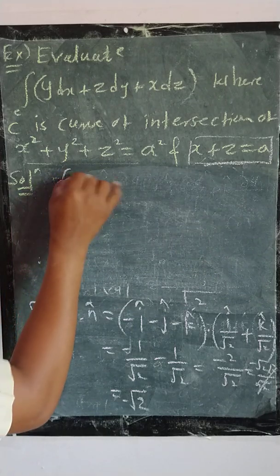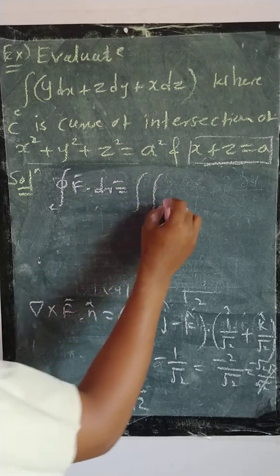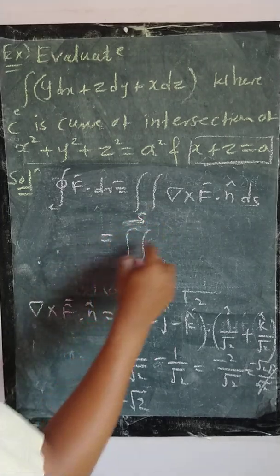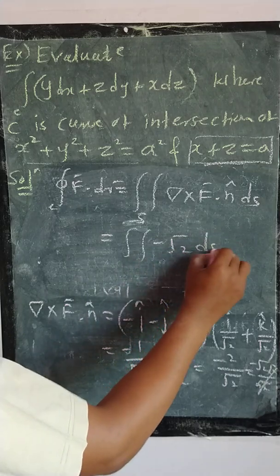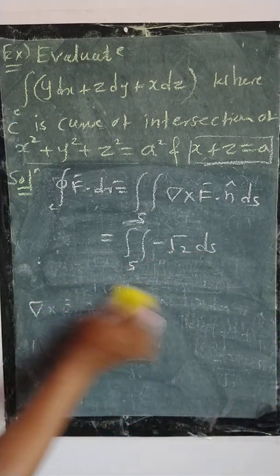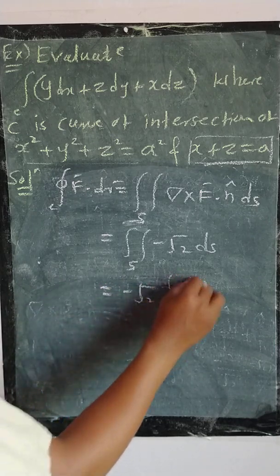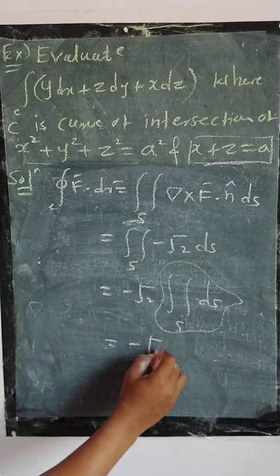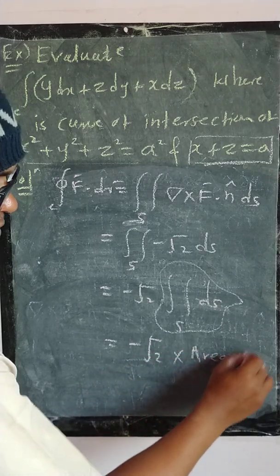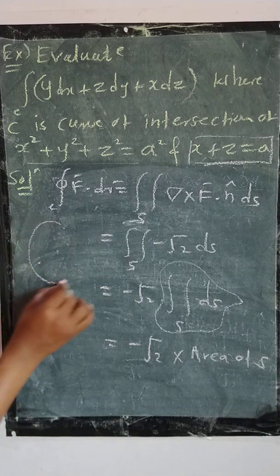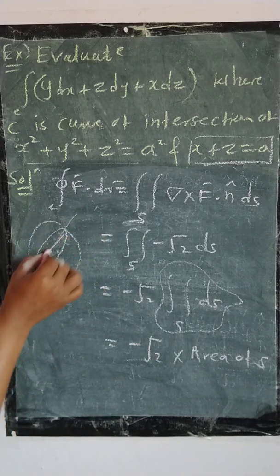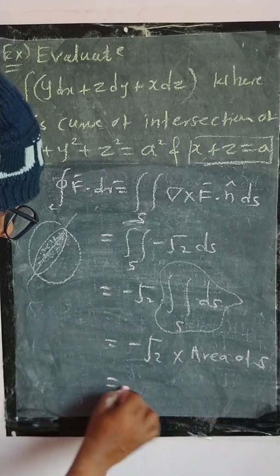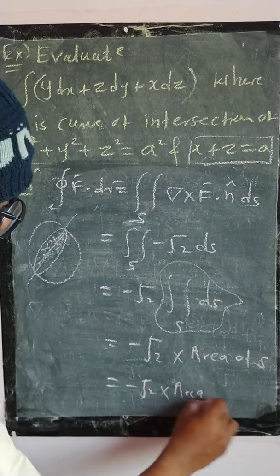We substitute into Stokes theorem. We get the line integral over the closed curve C of f bar dot dr bar equals the double integral of del cross f bar dot n cap dS over the surface S, which equals the double integral of minus root 2 dS over the surface S, which equals minus root 2 times the double integral of dS over S. If you look, this is nothing but the area of S. The region S is a circular disc, so the area of S means the area of the circle, so it equals minus root 2 times the area of the circle.